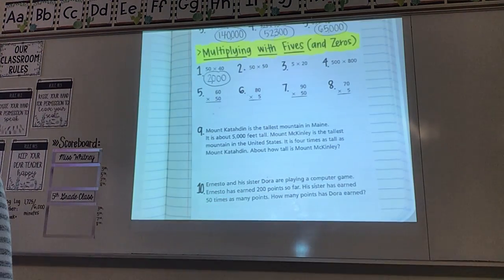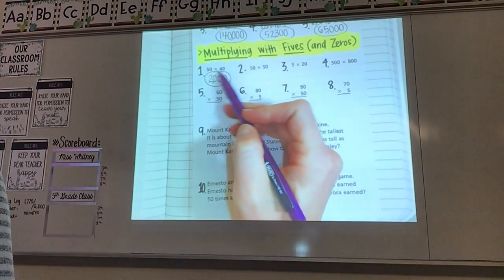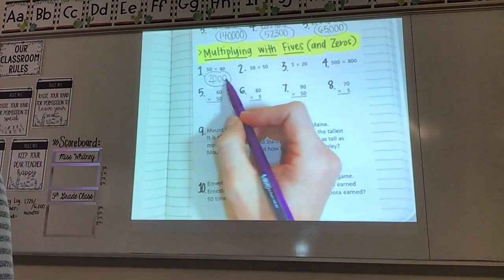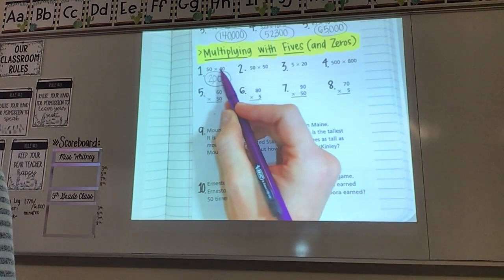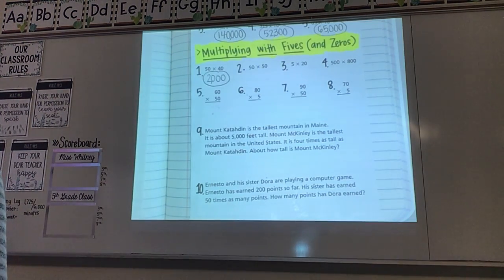Now that one seems tricky because if I look up here, it seems that my answer should just have 2 zeros. But 5 times 4 is 20, which also has a 0. So don't get tricked up on there.